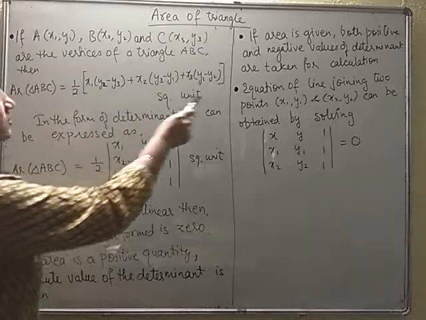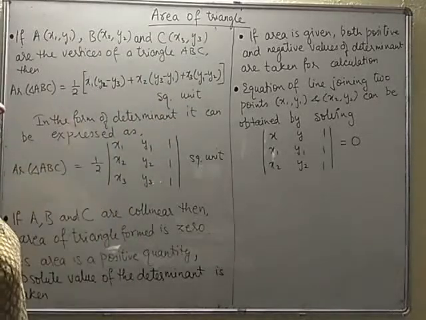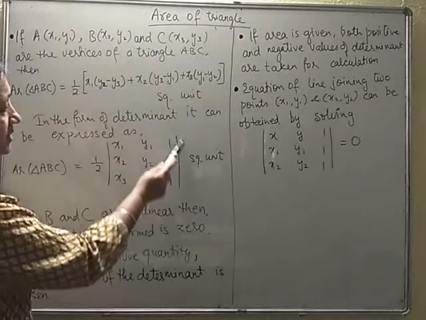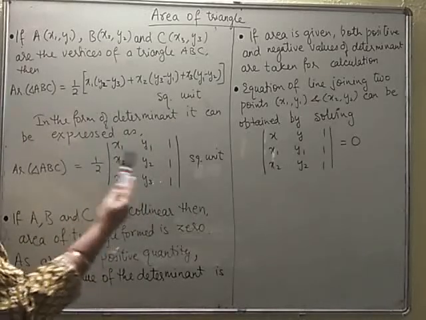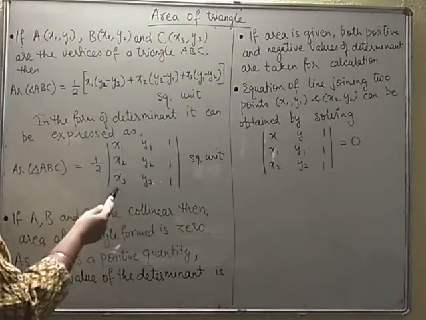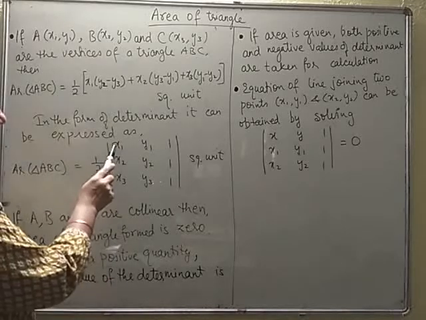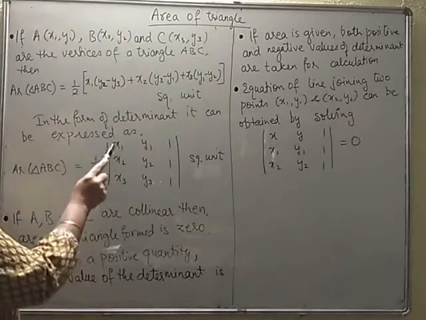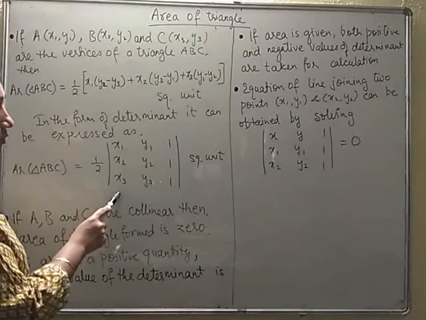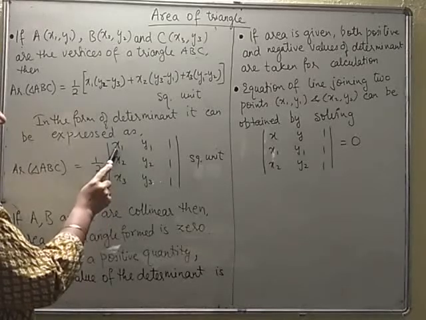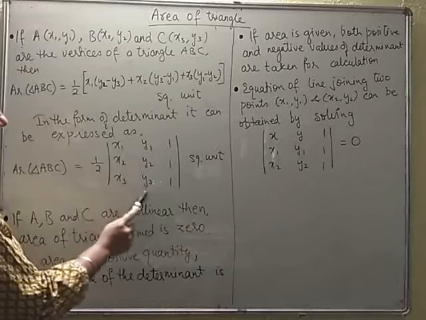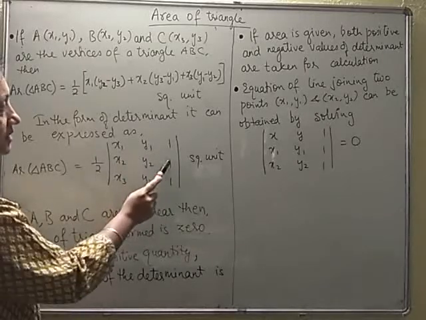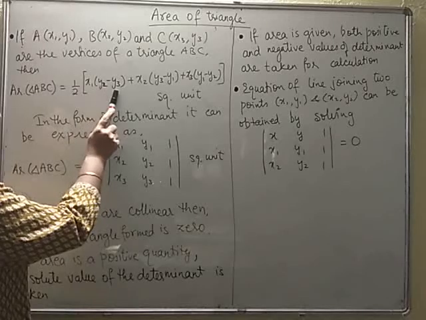Now we will try to convert this expression into the form of the determinant. If you see carefully, this is actually the expanded form of this determinant which I have written here. Let us quickly see if I expand this determinant through column 1, whether we are going to get the same expression or not. So keep in mind, I am expanding it through the first column. So x1 multiplies with this minor determinant, and the value of this is y2 minus y3. So the first term is obtained.